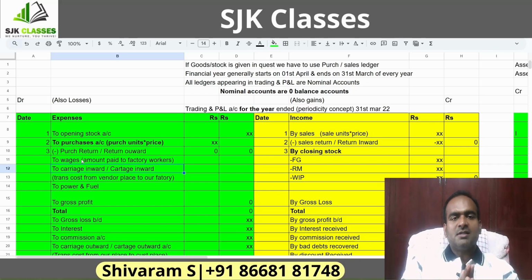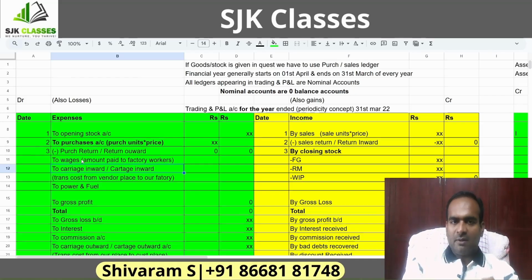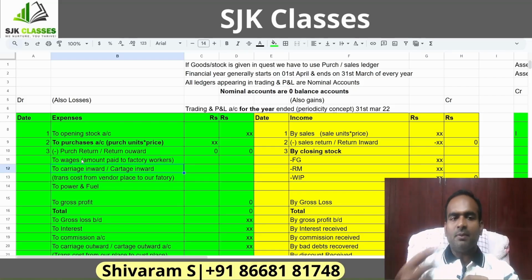So all these things are what? All are recurring transactions. I have to keep on purchasing raw material. I have to keep on paying salaries to my laborers. I have to keep on paying the power bill. I have to incur the transportation cost. So all these are money spent for production, and these things are getting captured under the expenditure side of the trading and P&L.